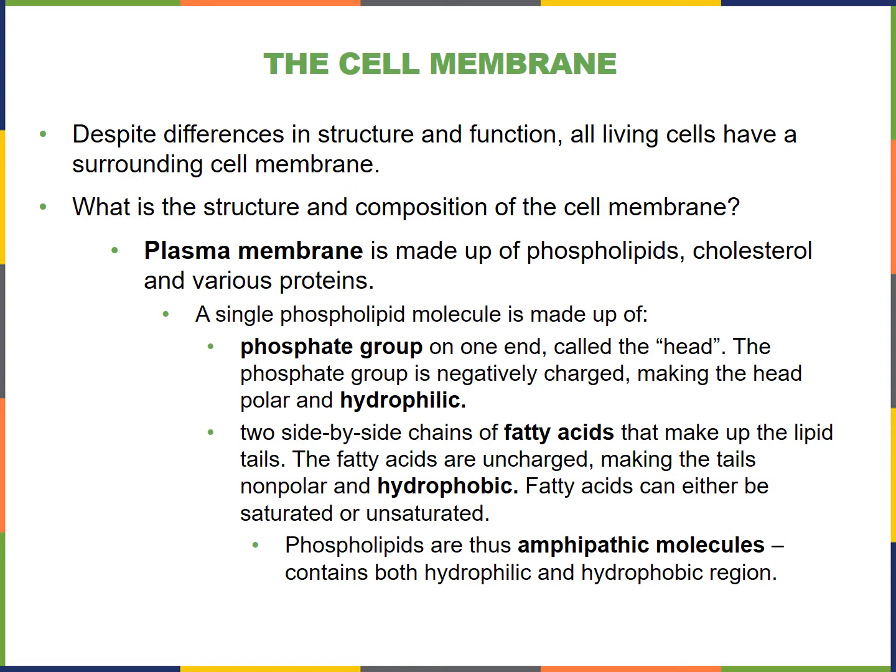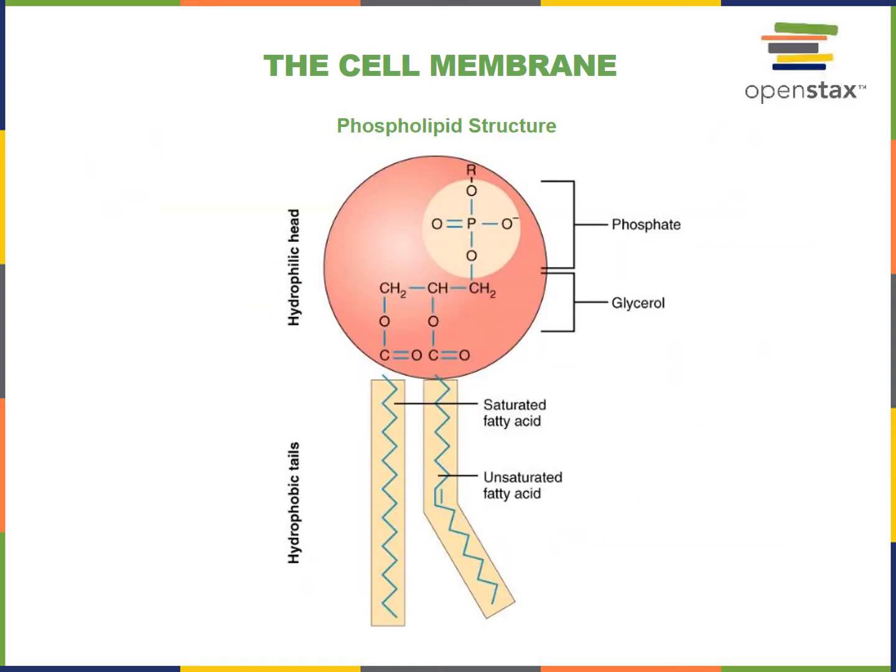Fatty acids can either be saturated or unsaturated. We're going to see that there is one leg saturated, the other leg unsaturated. Phospholipids are thus amphipathic molecules, which means they contain both hydrophilic and hydrophobic regions. This is the phospholipid structure. You have the head here, where you have the phosphate and the glycerol, and then the tail here has a saturated fatty acid and an unsaturated fatty acid here.